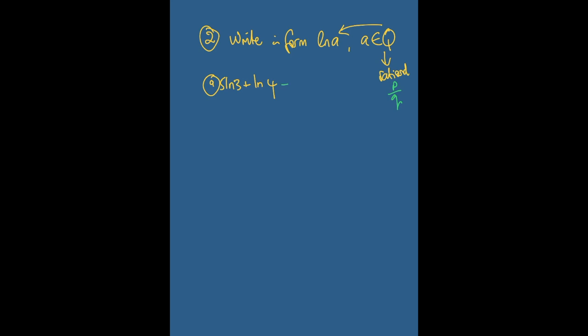So looking at our log laws here, we know that that is actually 3 to the power of 5 plus log of 4. So let's combine those, multiplied by 4. And what does that equal? You can use your calculator if you like, but 3 to the power of 5 is 243 times 4. And that's going to equal natural log of 972.